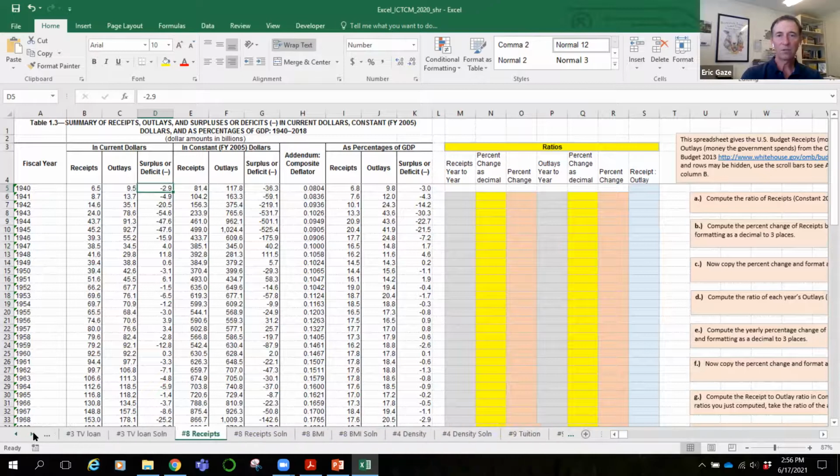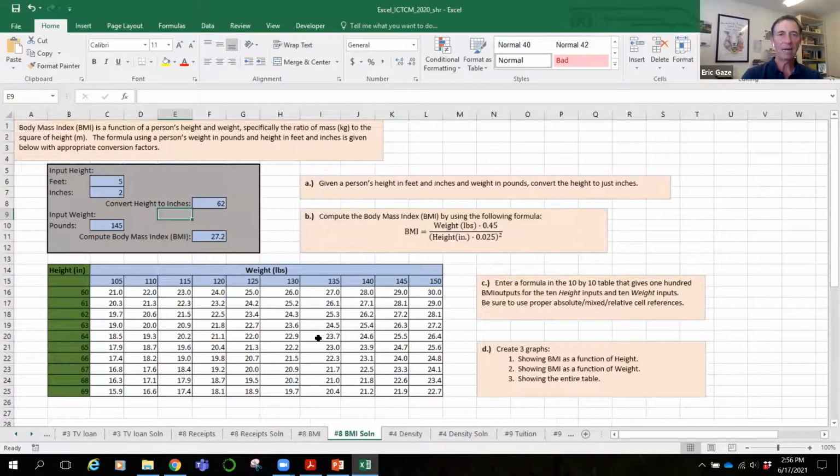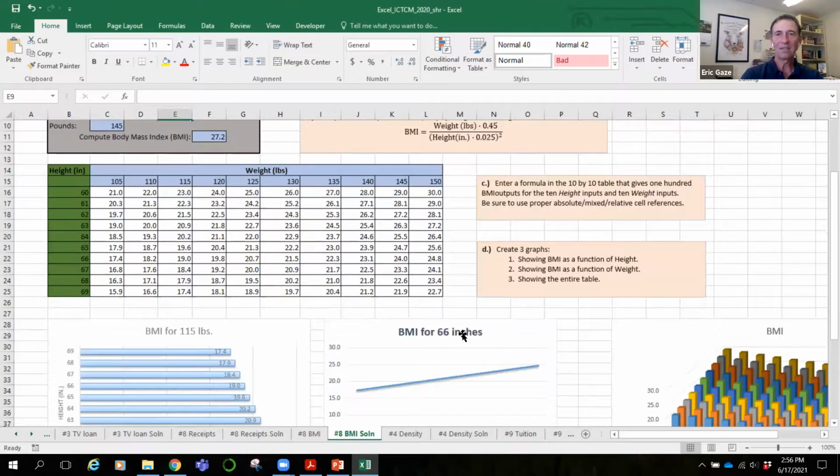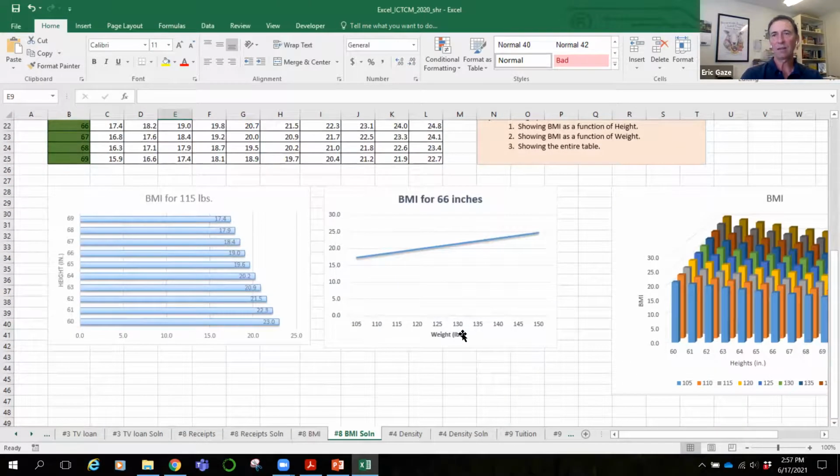And I'll just show you this one, the body mass index problem. Here I'm computing the body mass index. This is Calc 3, right? Functions of two variables, function of height and weight. And you can create some really interesting graphics based on this two-way table, okay?